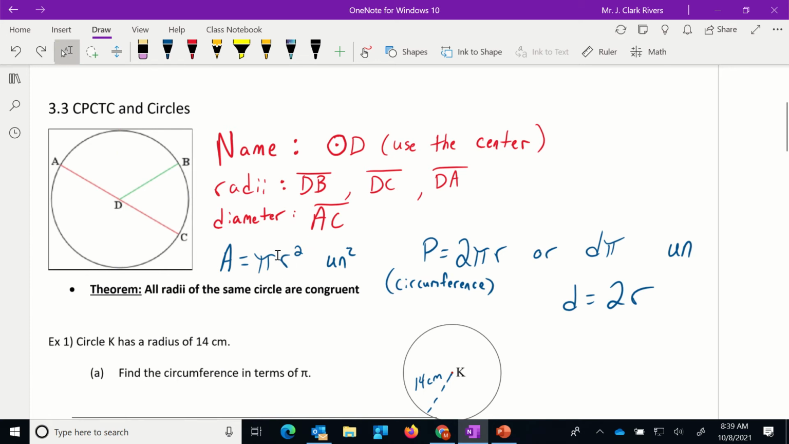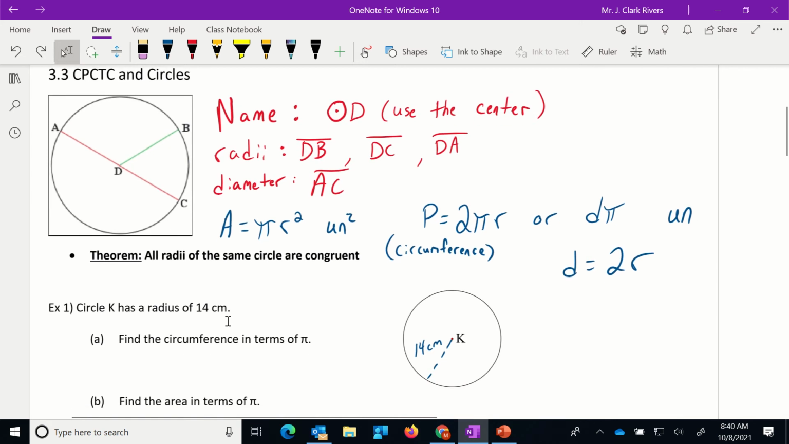So all we need to know is the radius in order to find the area. This will be measured in units squared because it is area. The perimeter of a circle, also known as the circumference, is 2 multiplied by pi multiplied by the radius. Keep in mind that the diameter is 2 times the radius, so you might also say the diameter multiplied by pi. And this is measured in units to the power of 1.